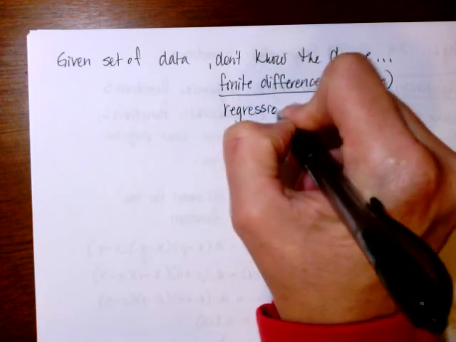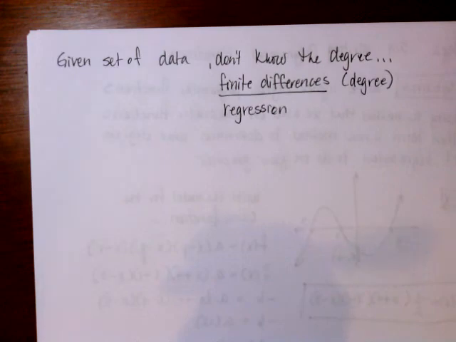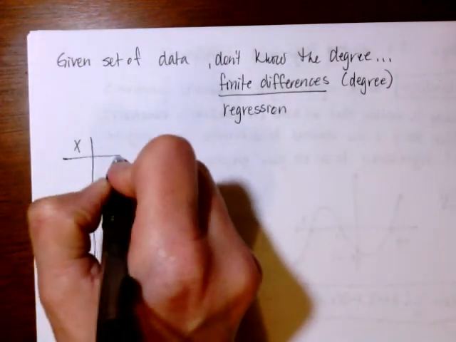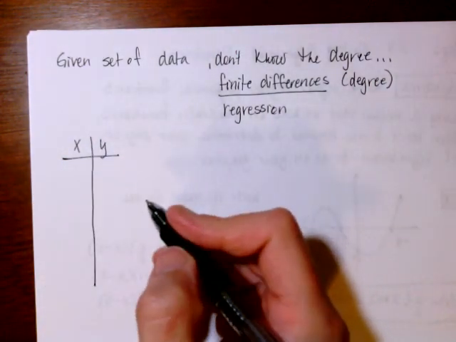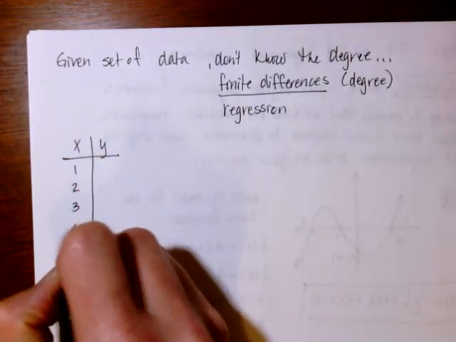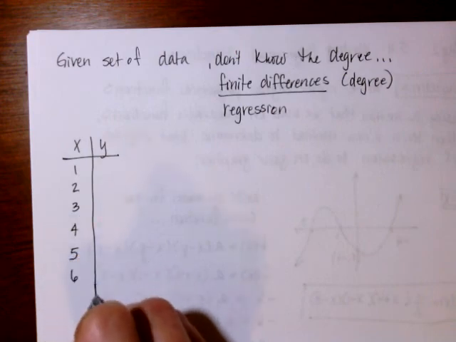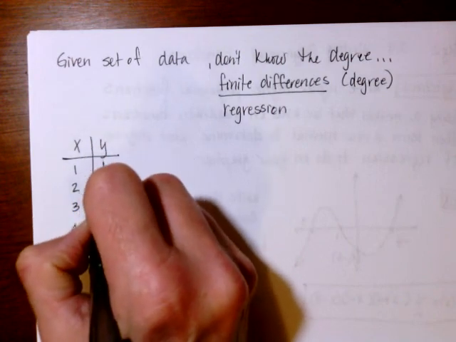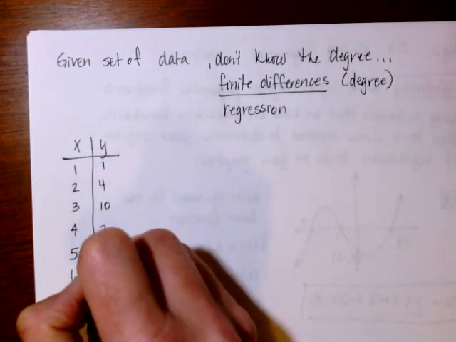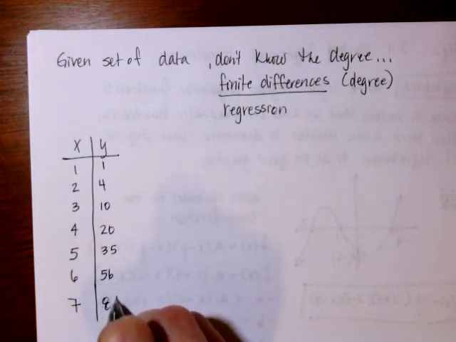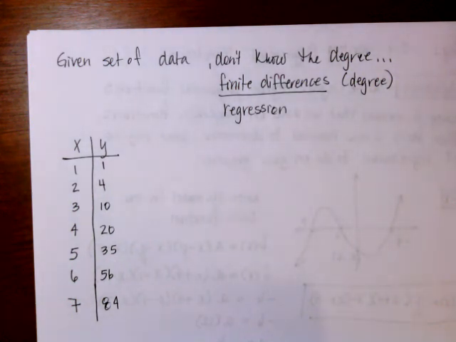Okay? All right. And I'm going to show it to you a couple of different ways. I do the math a little bit differently than the book, but I'll show it to you both ways. So here's going to be your data. I'm going to do it in a vertical table. And I think my x values are 1, 2, 3, 4, 5, 6, and 7. And then my y values are 1, 4, 10, 20, 35, 56, and 84.